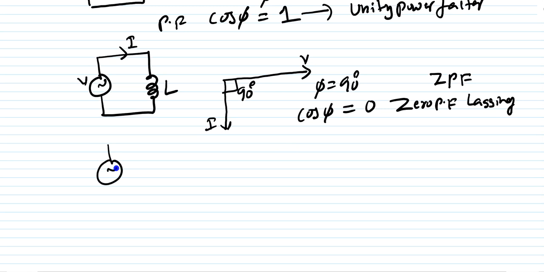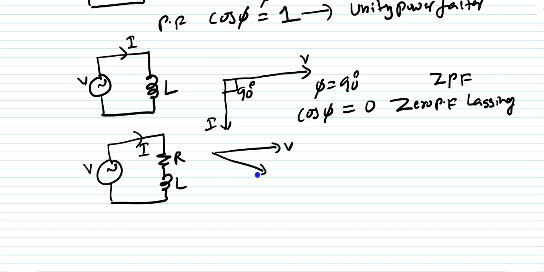Similarly, if you have a load with a combination of R and L, then your voltage and your current have some angle phi between them. Obviously your current lags voltage by some angle phi. Whatever cos phi value comes here is nothing but a power factor, which you can name as a lagging power factor. So for an RL load, whatever power factor comes is a lagging power factor.